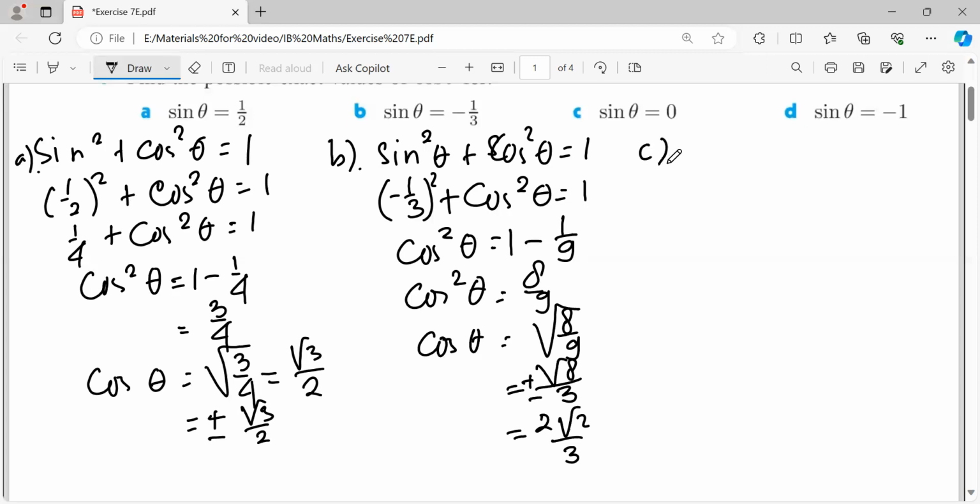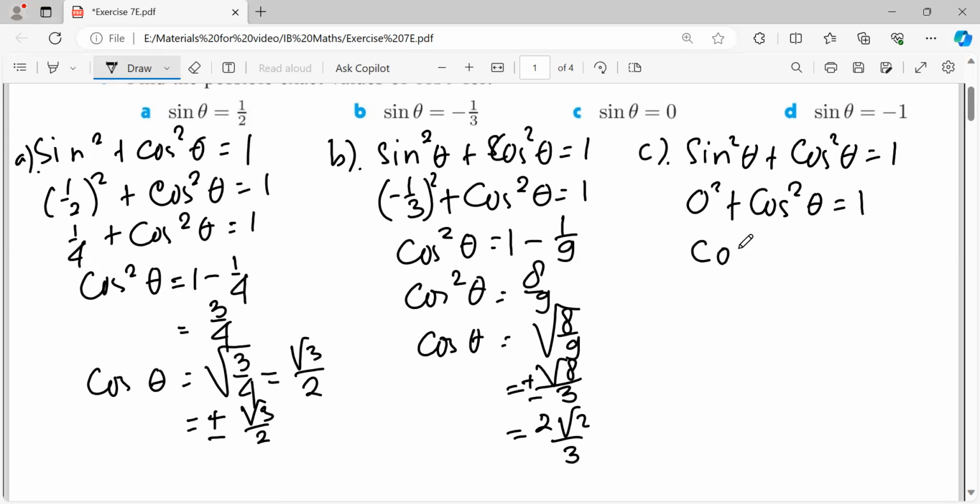Next, 1c, sine theta equals 0. So in this equation, substitute sine theta equals 0, 0 squared. Cosine theta equals square root 1. So cosine theta equals plus and negative 1.